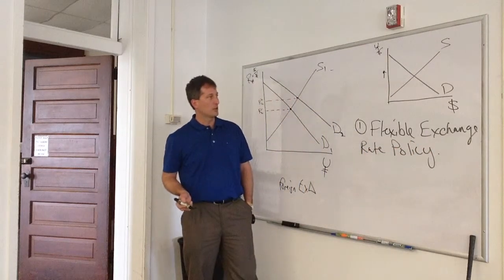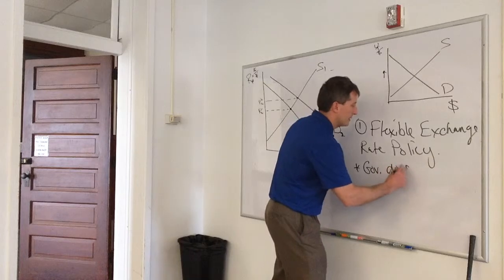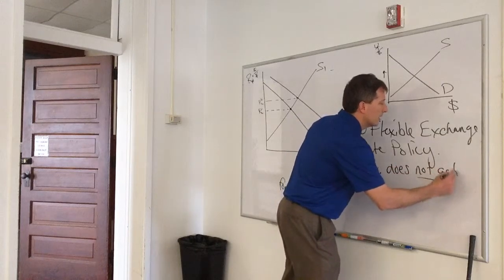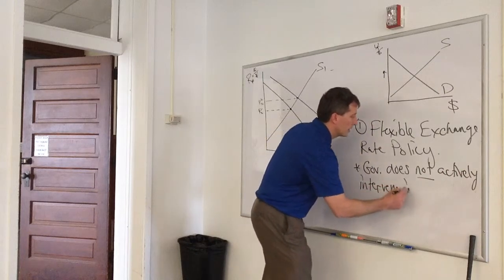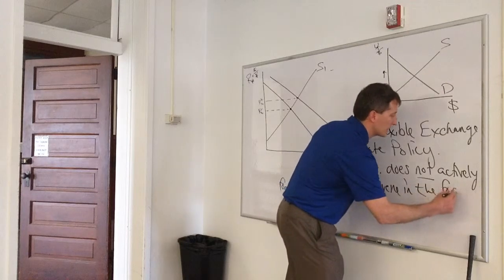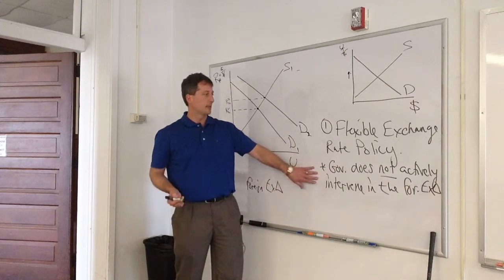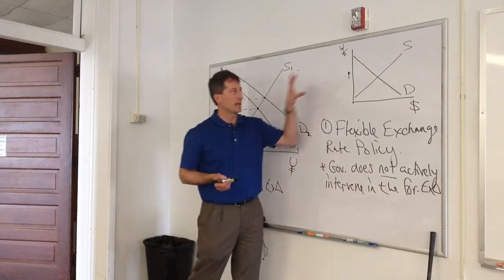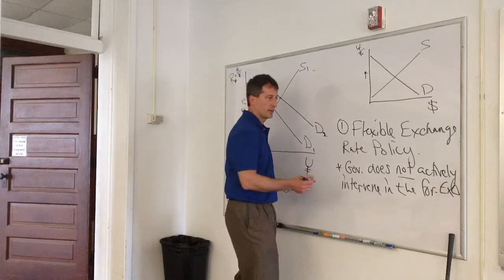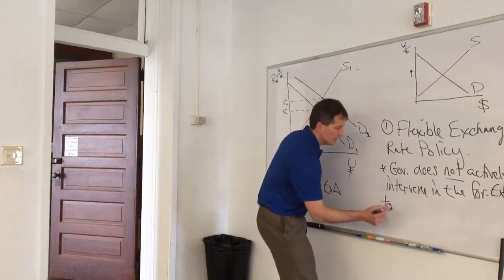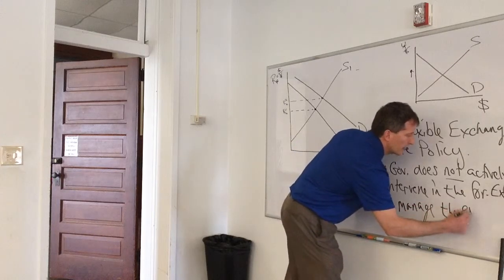So with a flexible exchange rate policy, government does not actively intervene in the market, in the foreign exchange market. Remember, they enter the bond market to possibly change the money supply to do something, but we're not going to enter the foreign exchange market. The government does not actively intervene in the foreign exchange market to manage the exchange rate.